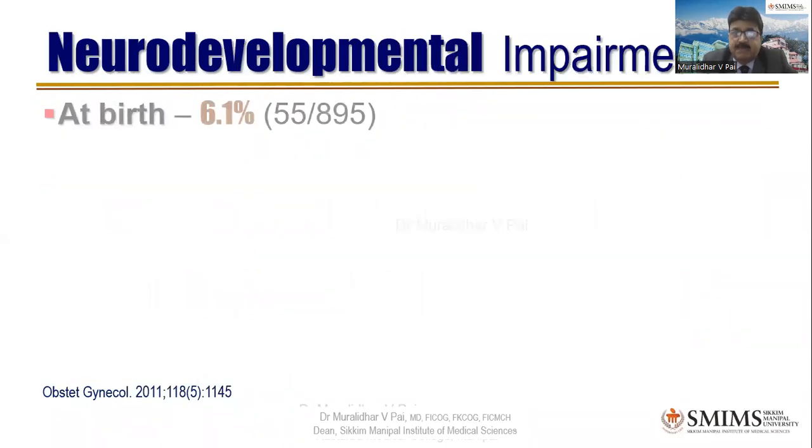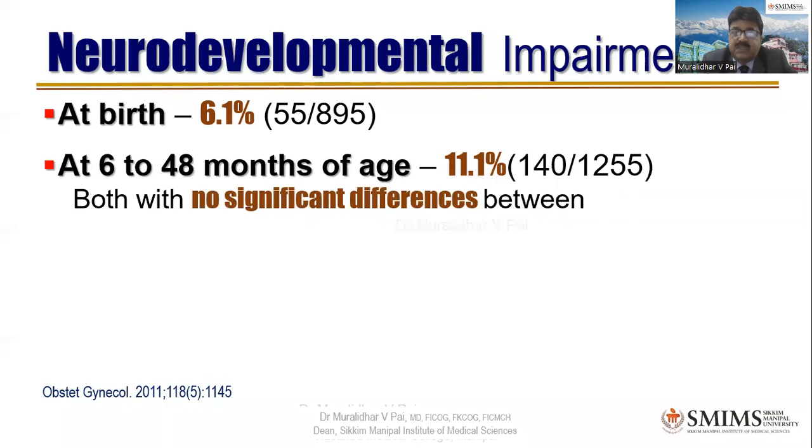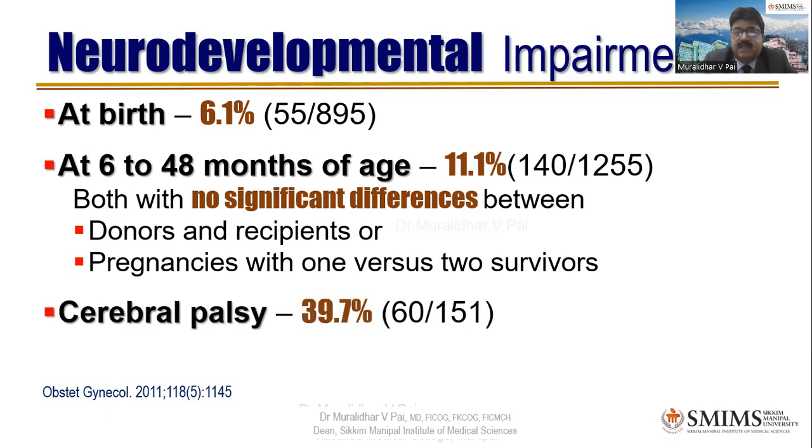What about the neurodevelopmental impairment? At birth, 6.1%. At 6 to 48 months, 11.1%, both with no significant differences between donor and recipients or pregnancies with 1 versus 2 survivors. Both will suffer. Donor also will suffer, recipient also will suffer, and if there is 1 survivor, that also will suffer. If there are both survivors, that also will suffer. But thankfully, it is not very high. Cerebral palsy can occur in 39.7%, especially if the babies are delivered extremely prematurely.